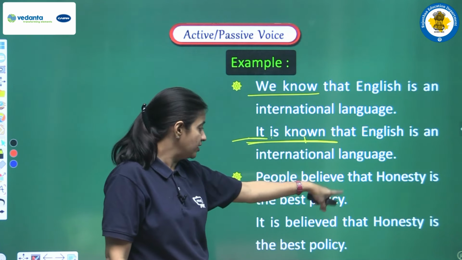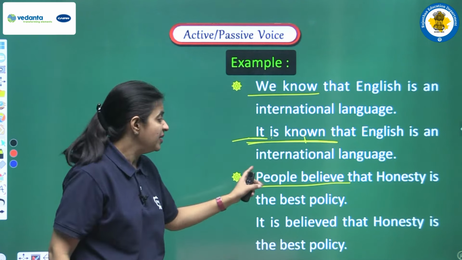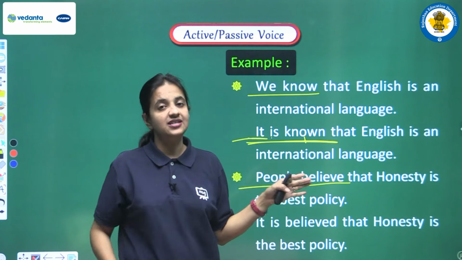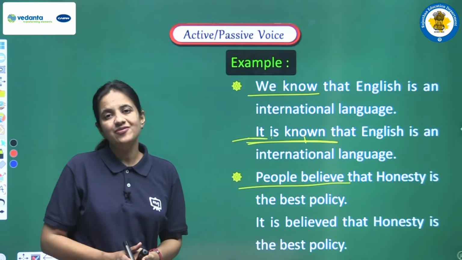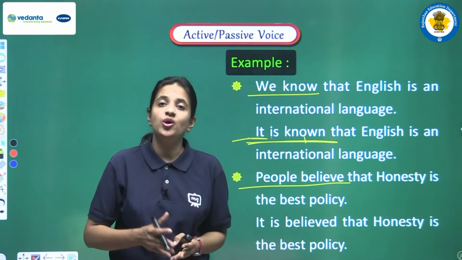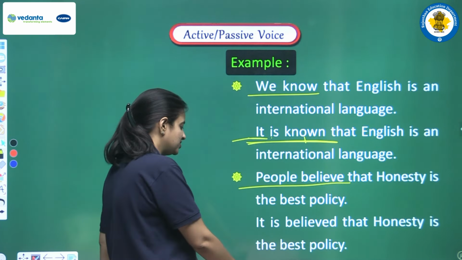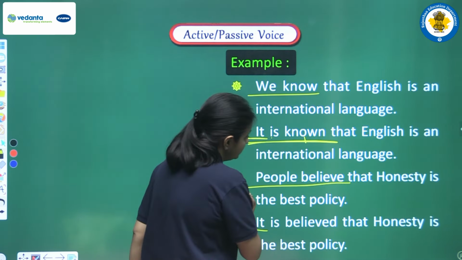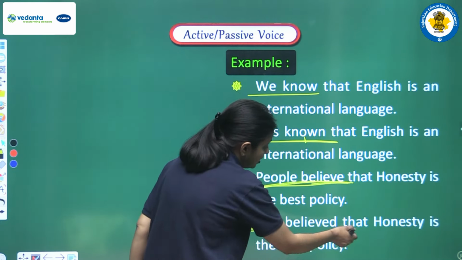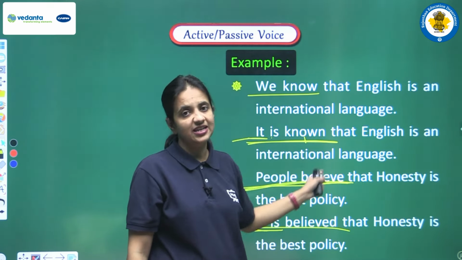People believe that honesty is the best policy. So in this sentence also we are having two clauses. People believe, this is the main clause, and honesty is the best policy, this is the subordinate clause. So when we have two clauses, one main clause and second subordinate clause, we have to convert only the main clause in the passive voice. So main clause is people believe, so we know we have to start our sentence with it, and this is also present simple tense. So helping verb की तरह हम is लगाएंगे, and the third form of believe will be believed, and after that we will continue with the same sentence. We will write the same subordinate clause.